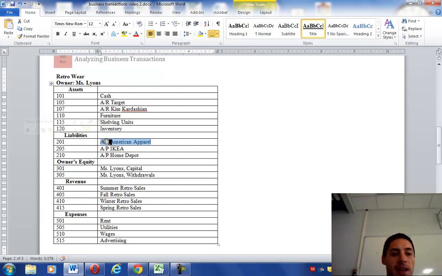So again, a chart of accounts can be customized however businesses want, but generally speaking, assets are always listed first. They start with 1. Liabilities are listed second. They start with 2, and so forth, all the way down to expenses. All right, let's get started.